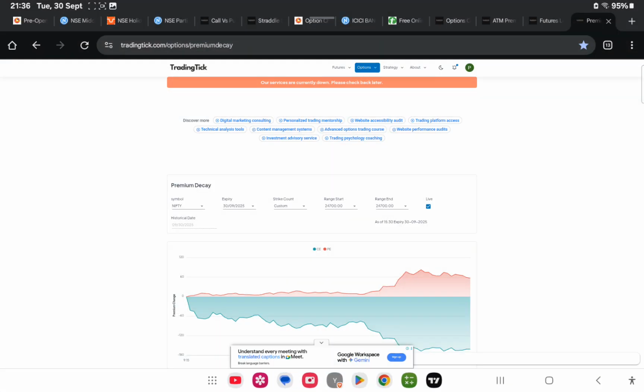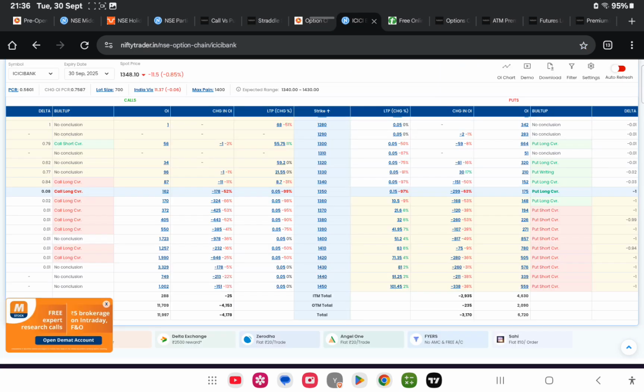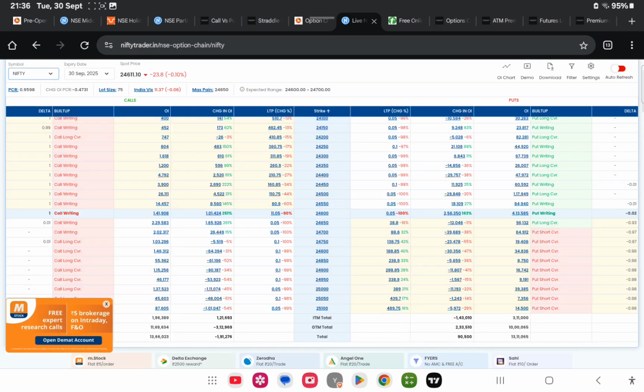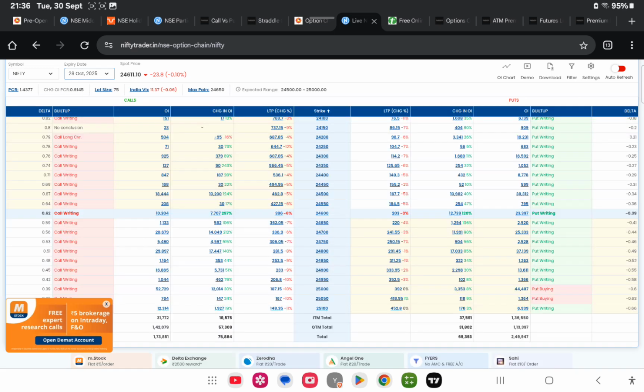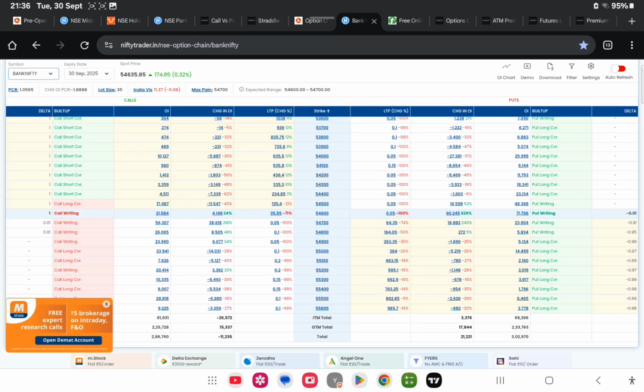Now we'll try to move on to the OI part. So here we are going to check for index Nifty. So you could see 11 and 10, an indication of sideways. When you check for next expiry, 142 and 113. So resistance is pretty strong for Nifty for next expiry.